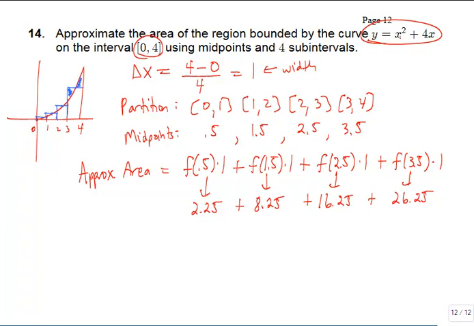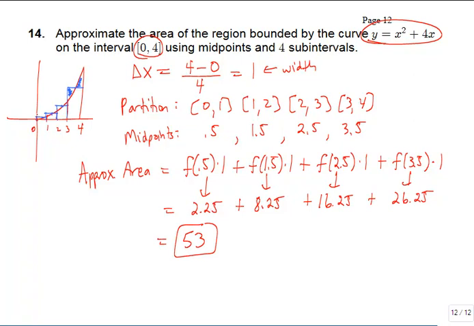Again, using a table on your calculator can make that calculation easy. You would just type this into your y equals, and then you would start your table at 0.5, and then you could go up by 1 to generate each of these other midpoints. When I add all 4 of these together, we get 53.